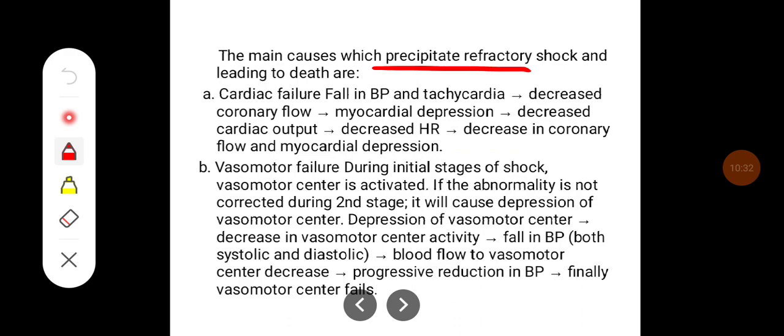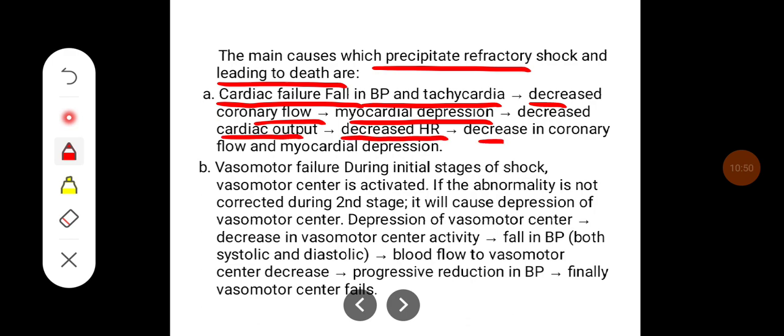The main causes which precipitate refractory shock leading to death are: there is cardiac failure and fall in the blood pressure and tachycardia, which leads to decreased coronary flow, myocardial depression, and decreased cardiac output, and decreases in coronary blood flow lead to myocardial depression, which can act as a positive feedback mechanism.